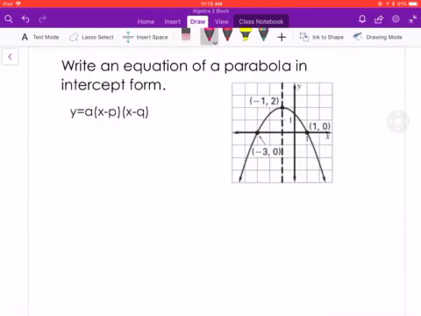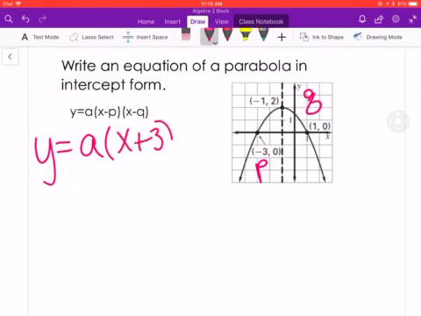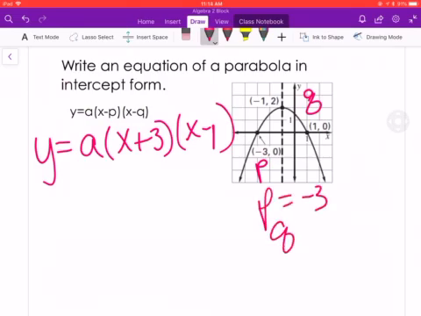So first I start with plugging in my P and Q, my X-intercepts, and you can let either one be P and the other one be Q. It doesn't really matter. So if P is -3 and Q is 1, those are your X-intercepts. I'm going to start by plugging those in. If I get X minus -3, that's going to be X plus 3, and then X minus 1. So far I've just plugged in P is -3 and Q is 1.